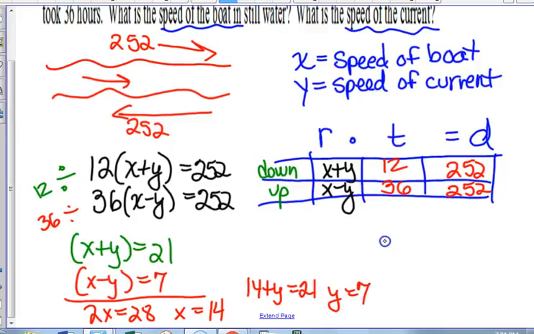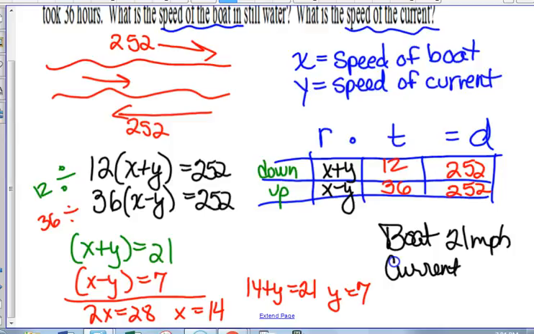So if this were the quiz and you wanted the extra credit, you would say the boat is traveling 21 miles per hour, and the current is what? X was 14, yes. It's 14 and 7, my bad. All right. This same setup works, guys, when they talk about a plane flying with the wind or against the wind, okay? With the wind and against the wind.